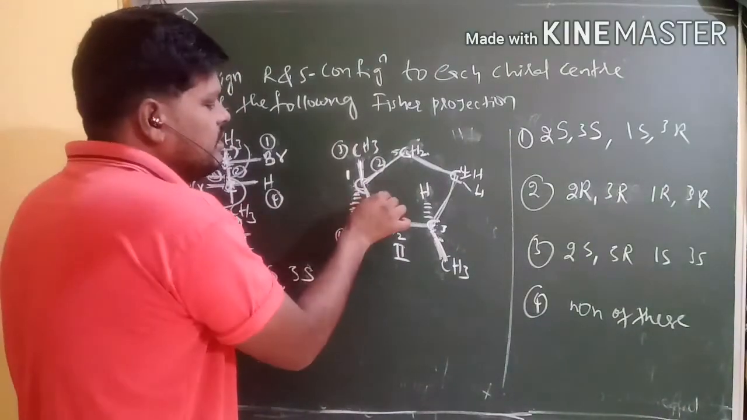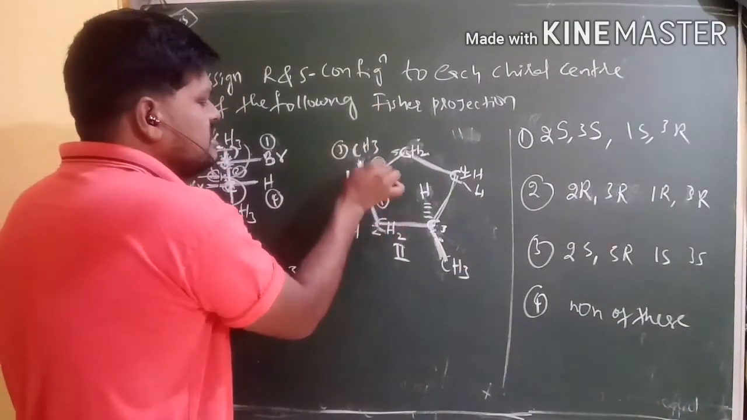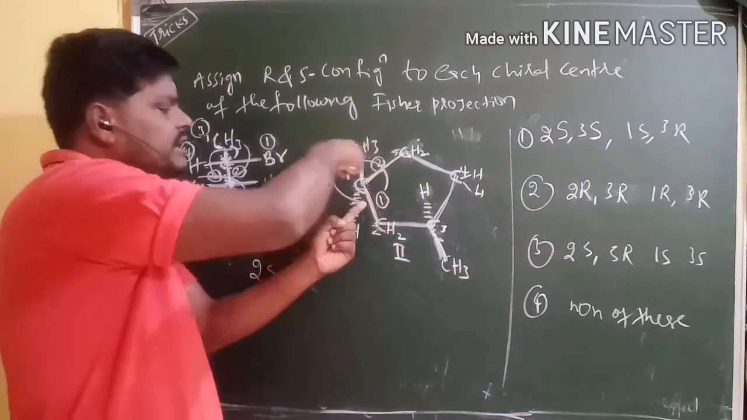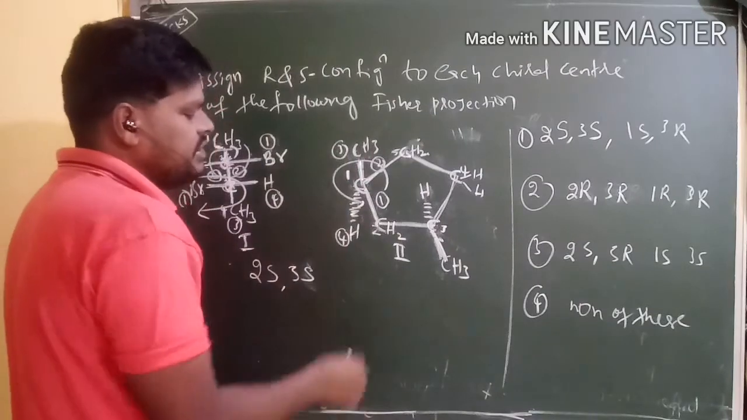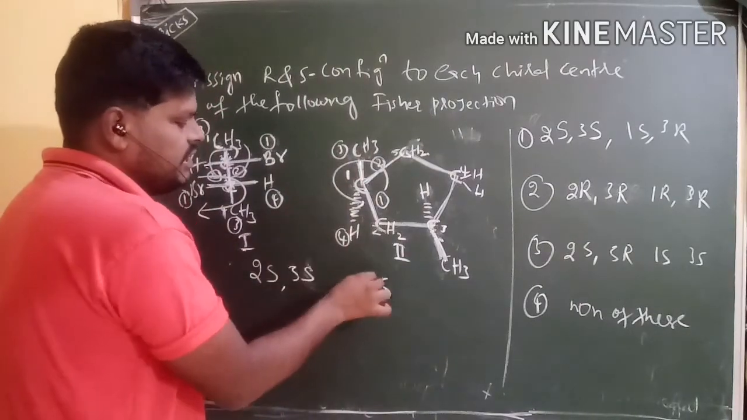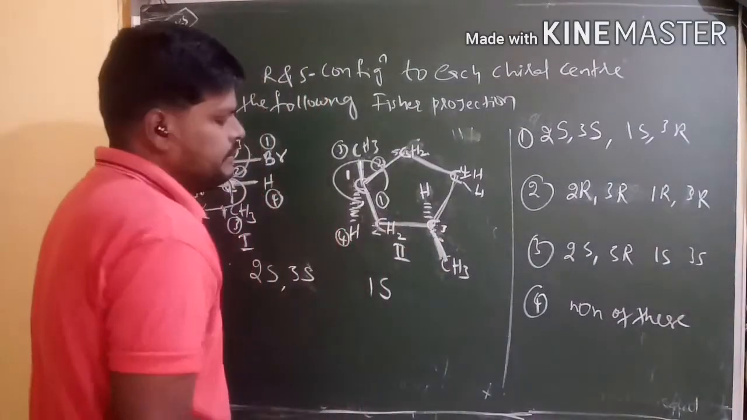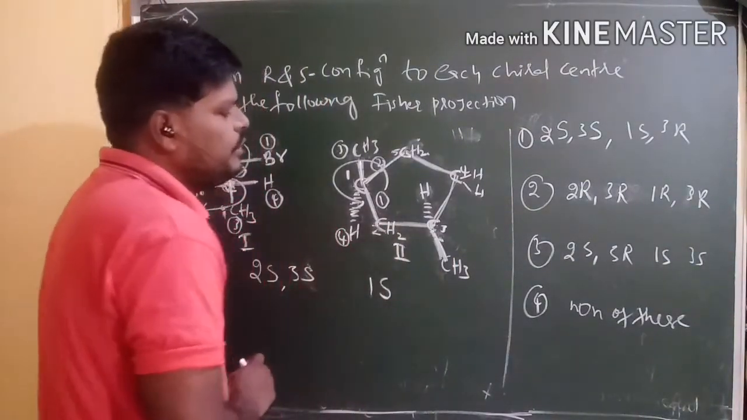What are the directions here? 1, 2, 2, 3. So this is the direction for this one. Is it anti-clockwise or clockwise, sir? Anti-clockwise direction. That's why the configuration is S. The chiral center number is 1. That's why 1S. And coming to the third one, here this chiral center.